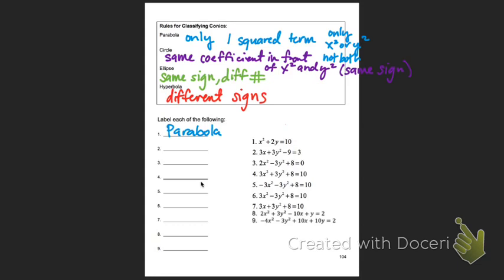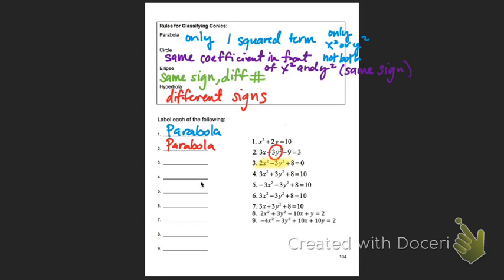What about number 2? Let's circle the squared terms. I just see 3y squared. Do you see anything else? Nope. So that would be a parabola. Good. Number 3, I'm going to circle the squared terms. I've got 2 and -3.